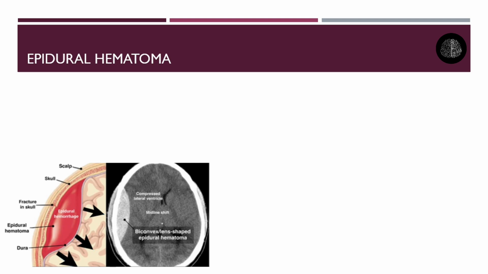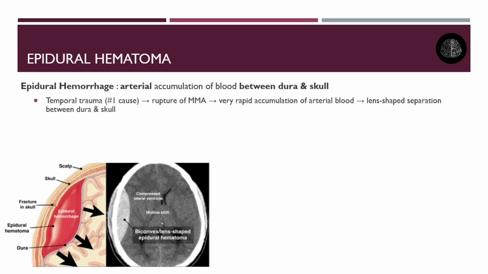Now, one thing you have to know is that the difference between epidural hemorrhage and subdural hemorrhage, the most important part, is that epidural is arterial. Meanwhile, subdural, which you can imagine because the sinuses pass subdurally into the arachnoid mater, is going to be venous. So, arterial accumulation of blood between dura and skull. The most common cause is temporal trauma. The reason for that is that the petrous part is very weak.